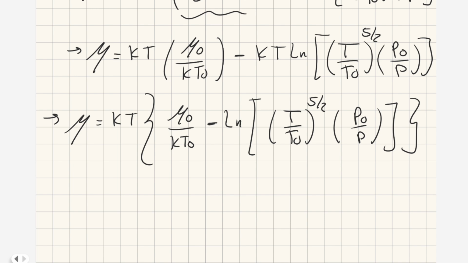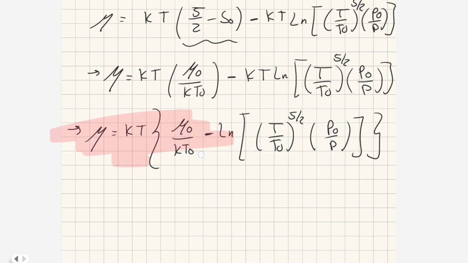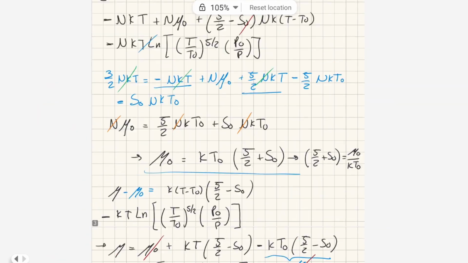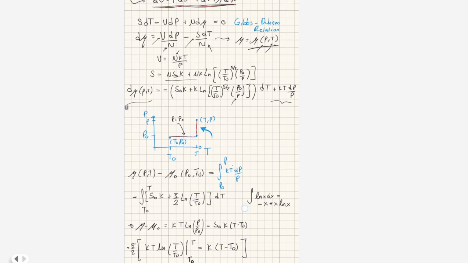I factored the element kT to see again that the chemical potential is proportional to the total kinetic energy of the ideal gas. Okay, so I think this is the important and final result of the lesson. Recall that it is the chemical potential in terms of the temperature and the pressure, and it tells us that the chemical potential is proportional to the kinetic energy of the ideal gas. Okay, I hope you enjoyed this lesson, and thank you so much for watching.